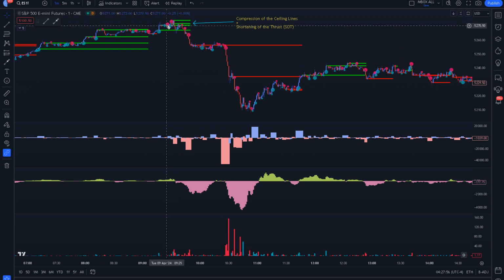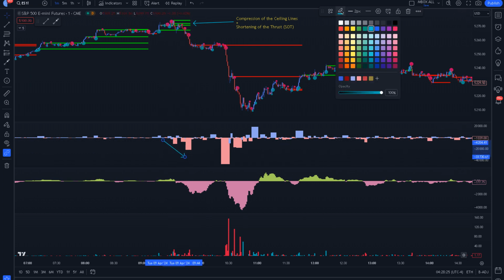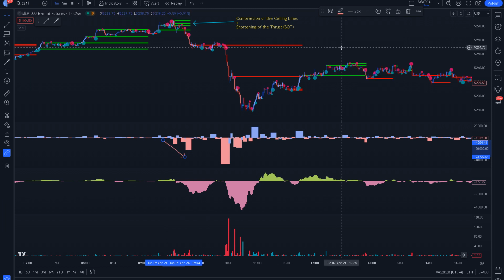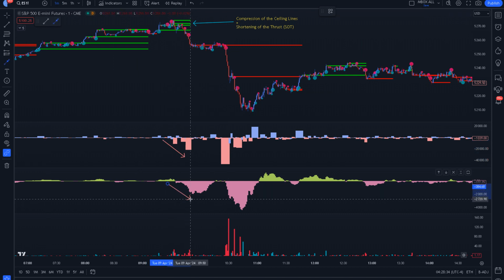So the market opens around here, 9:30. We get a compression of the ceiling lines. That means we're struggling to make higher highs. And the distance between the lines is more narrow than these. At the same time, if we look, we get in a floor line here, and in the analysis we see that there's an expansion of selling in the MBOX histogram and in the cumulative delta. So this is actually a very good sign.